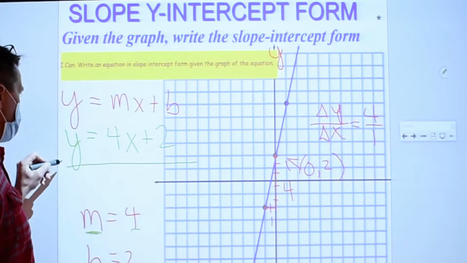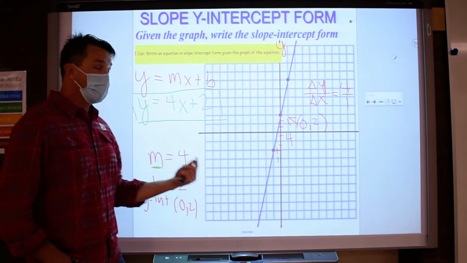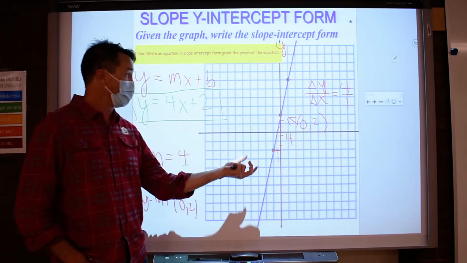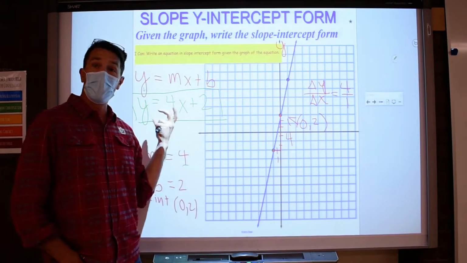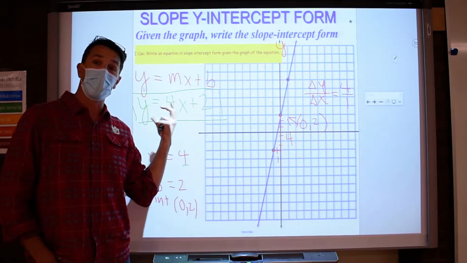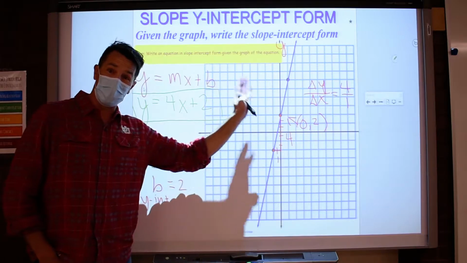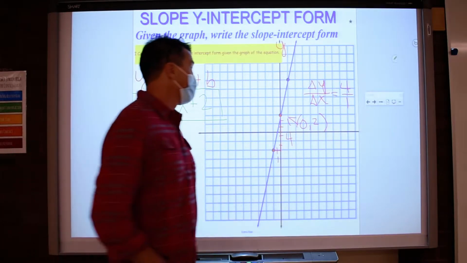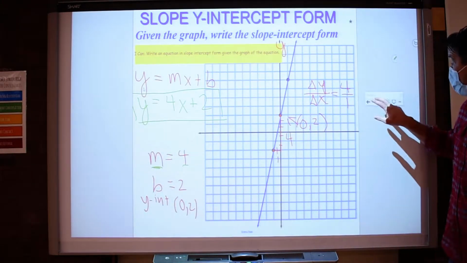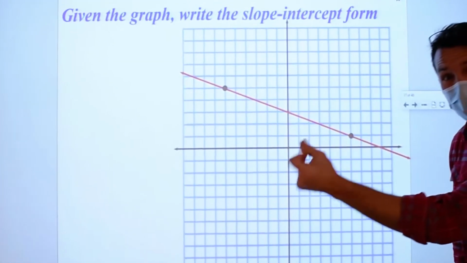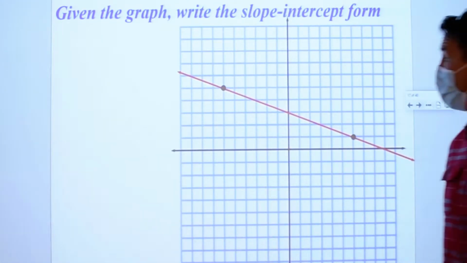And I want you to stop for a second and think about this. We just took a line, a visual representation, and put it into an equation, a numerical equation that represents something that we saw on the graph. That's pretty amazing. So let's go ahead and try another one, shall we? I want you to pause, try it yourself. Okay, I'm going to assume you did.